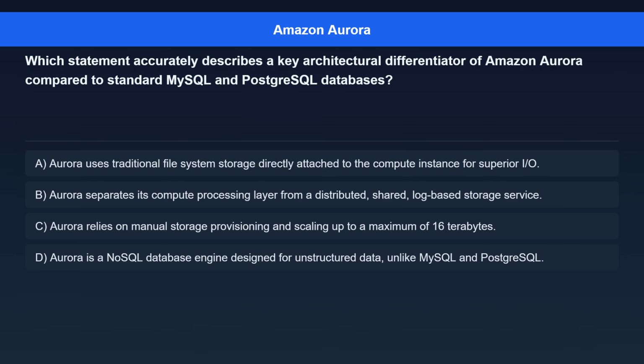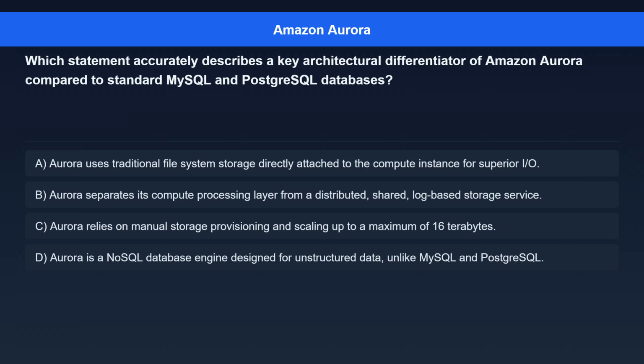Question 7. Which statement accurately describes a key architectural differentiator of Amazon Aurora compared to standard MySQL and PostgreSQL databases? Option A. Aurora uses traditional file system storage directly attached to the compute instance for superior I/O. Option B. Aurora separates its compute processing layer from a distributed, shared, log-based storage service.